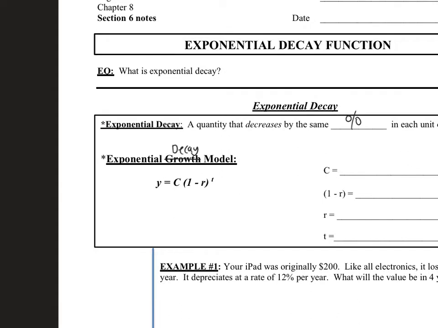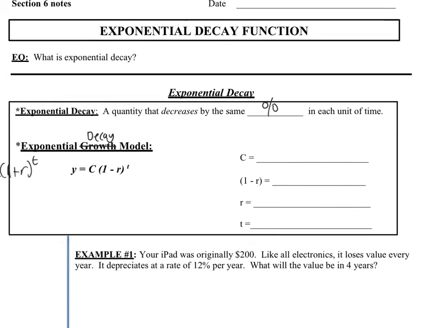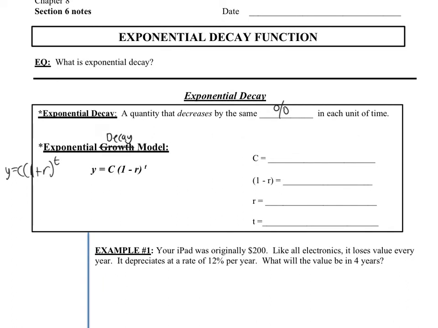The original exponential growth was y equals c times 1 plus r all to the t. But what's the difference between this one and the new one? Well, you can see before it was 1 plus r, and this time it's 1 minus r, okay? So we have some similar kind of ideas here. So c is going to be still our initial value.